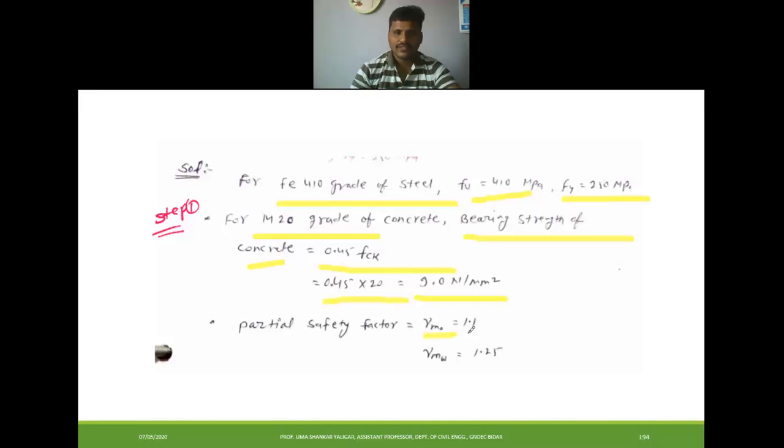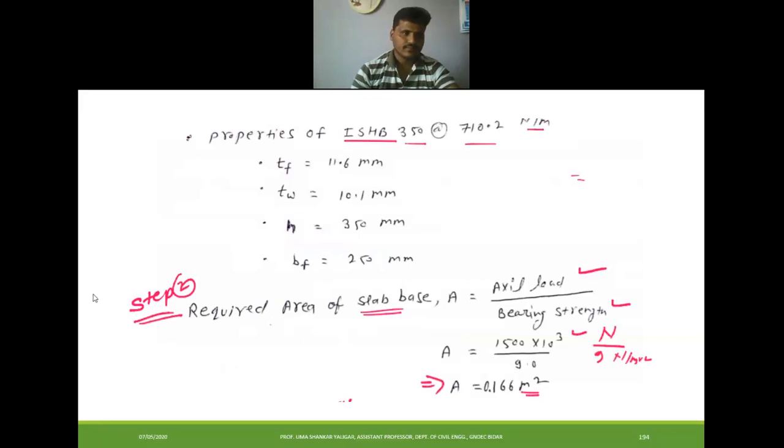And the factor of safety for partial yielding is 1.1. For welding it is 1.25. Then from your steel table for ISHB 350 at 710.2 Newton per meter, you can note down the given details: thickness of the flange, thickness of the web, height of the section, and also the breadth of the flange. You can note these things down from the steel code book, the SP6 handbook.